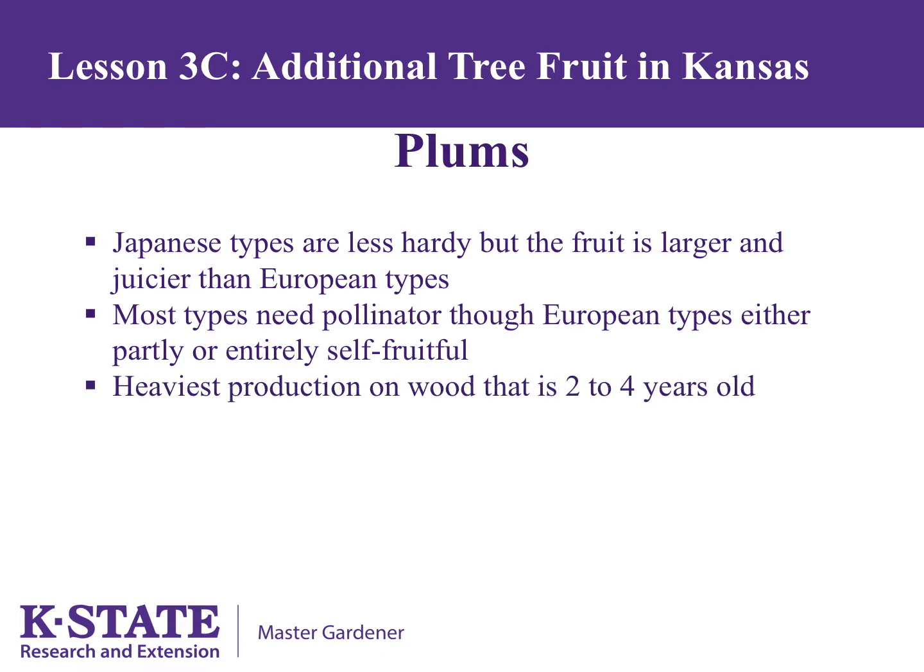Therefore, little pruning is needed other than removing diseased, broken, or dead branches. Usually plums do not overbear and little thinning is needed. However, if the tree bears heavily, thin fruit to 1 every 4 to 5 inches.